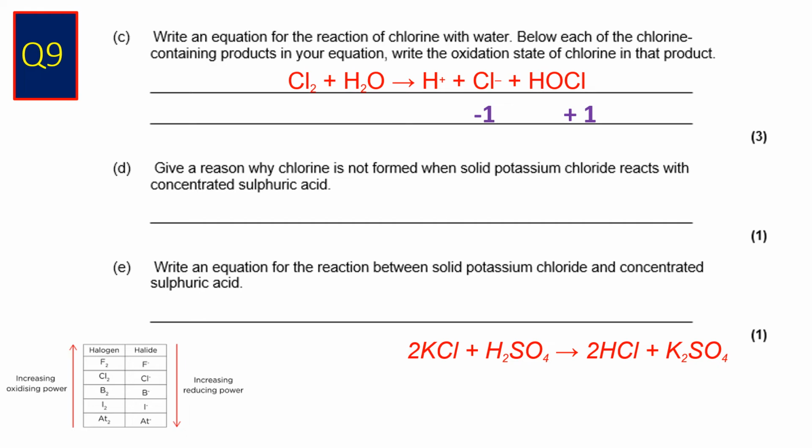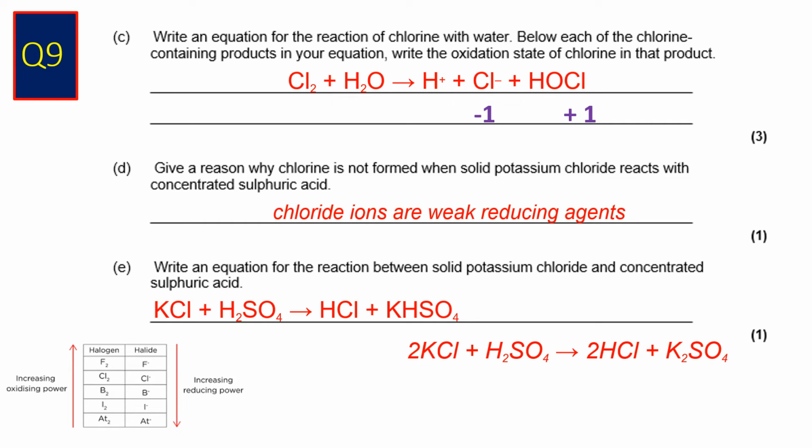Part D, give a reason why chlorine is not formed when solid potassium chloride reacts with concentrated sulfuric acid. Chloride ions are a weak reducing agent, so they're not able to do that. Write an equation for the reaction between solid potassium chloride and concentrated sulfuric acid. Two ways you could have written that: KCl plus H2SO4 forming HCl and KHSO4, or you might have had it forming the K2SO4 instead. I had to just do a bit of rebalancing.